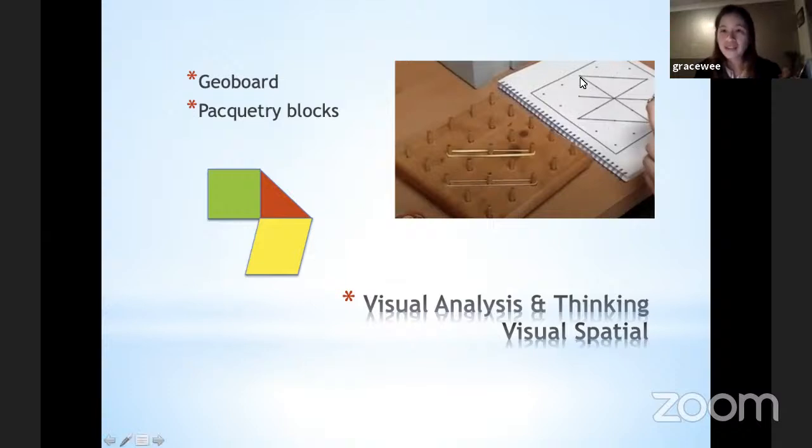So this is the pattern here. If you recognize this pattern, it is very similar to the one used for visual analysis skills. The geoboard is very similar to that. The child has to look at the pattern and make the same pattern on the board using rubber bands. In order to replicate the same pattern, it teaches them to pay attention to the visual details of the pattern.